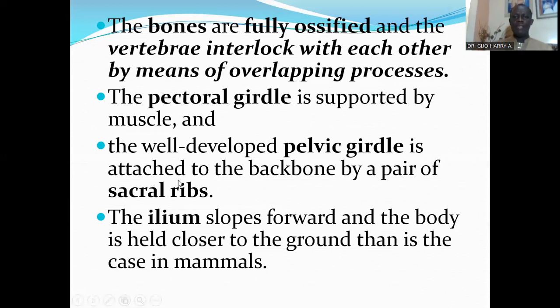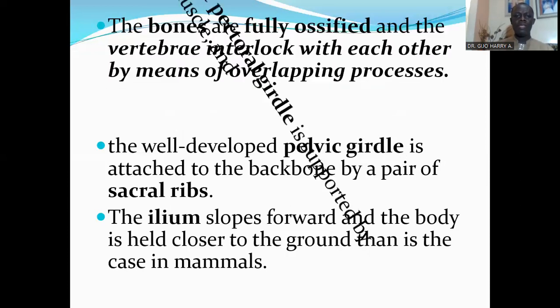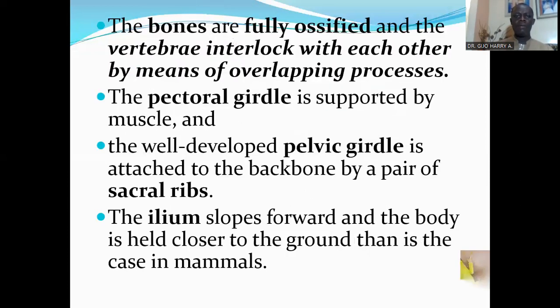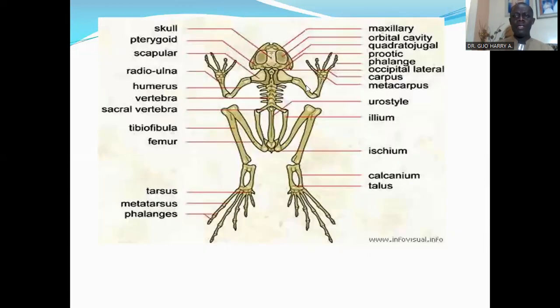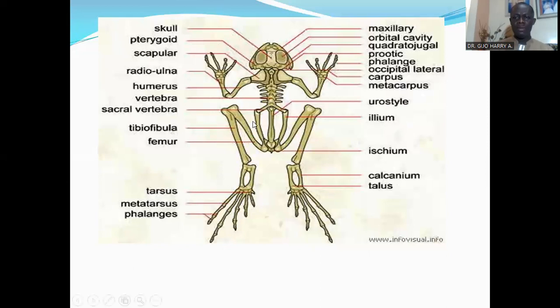The well-developed pelvic girdle is attached to the backbone by a pair of sacral ribs. The ilium slopes forward, and the body is held closer to the ground than in the case of mammals. The body of the amphibians is usually closer to the ground than it is with the mammals. Now, here is a figure showing the skeletal system of the amphibians.